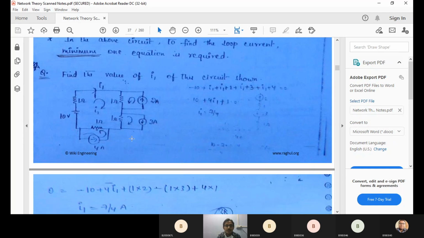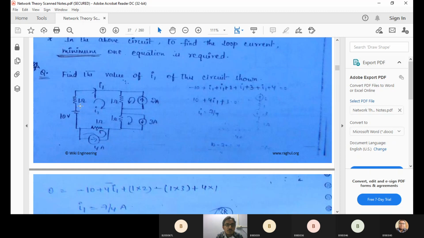Find the value of I1 of the circuit shown in figure. To solve this circuit, we can go for the source transformation, or else we can go to the method of mesh analysis. In the mesh analysis, this current is nothing but 2 amperes, this current is nothing but 3 amperes, and this current is nothing but 4 amperes, and you can write the loop equation.